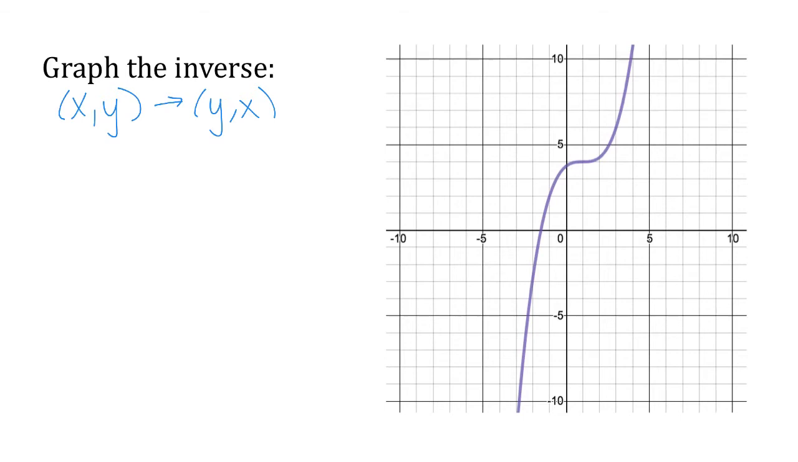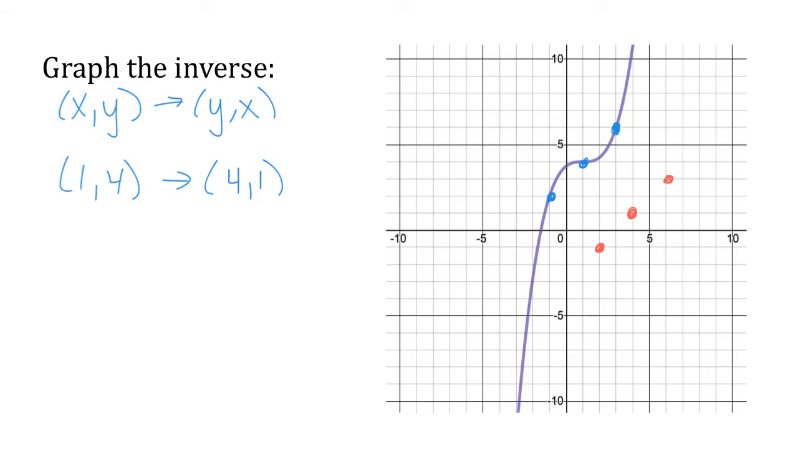So I'm just going to start picking points on the original function. I see a point at 1, 4. So 1, 4 is going to become 4, 1. So we graph that for our inverse function. I'm just going to keep picking more points. It looks like there's another point at 3, 6. So 3, 6 is going to become 6, 3. And I see a point at negative 1, 2. So that would become 2, negative 1.